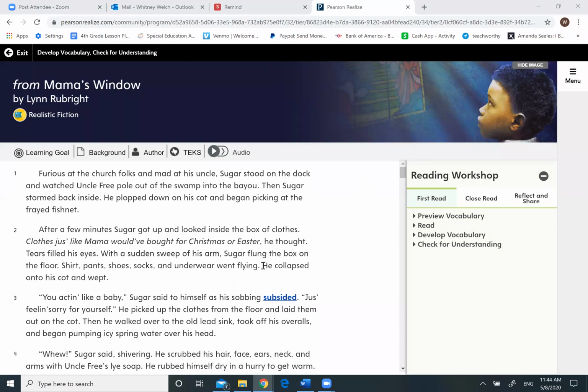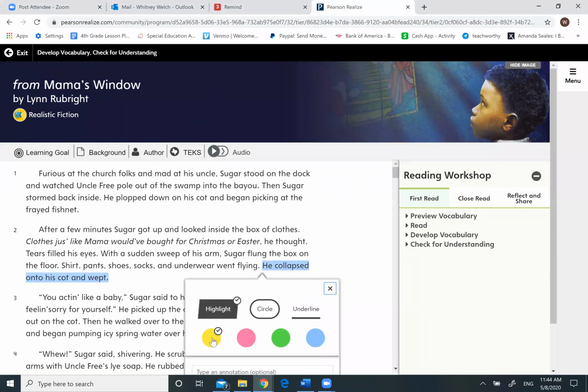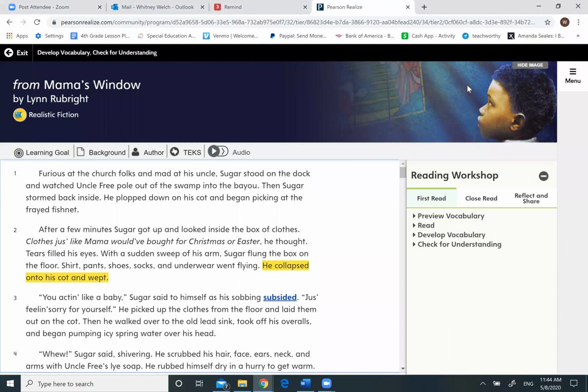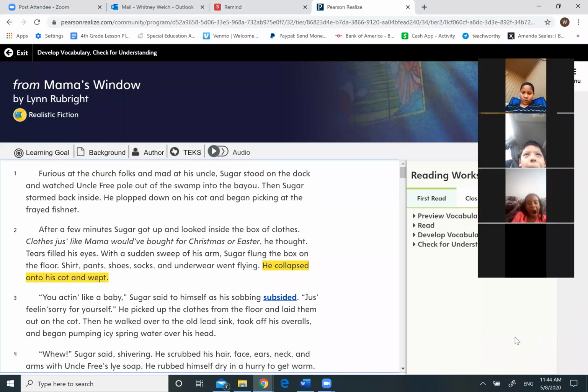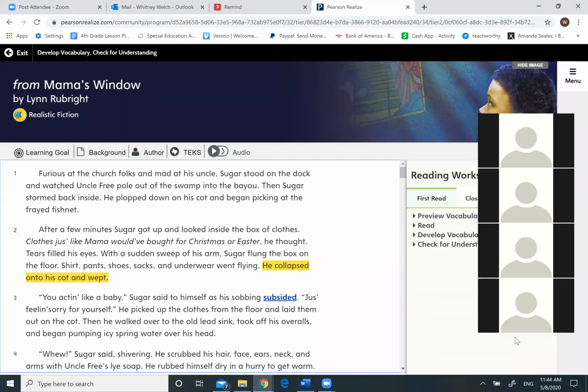What does that mean? He collapsed onto his cot and wept. What does that mean when you collapse onto your cot? What did he do there? It's a figurative language. Close, Jonathan, but what does that actually mean? Did he just go and sit on the cot, or did he kind of toss his body onto the cot? He tossed his body onto the cot. Good. So when he did that, it says he wept. What does wept mean? Another word for crying.